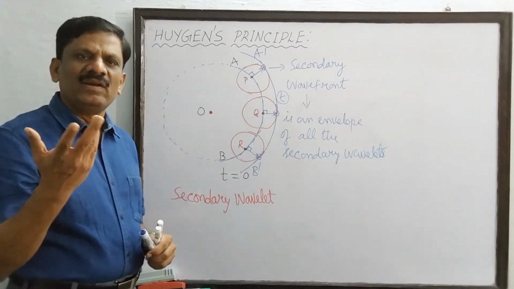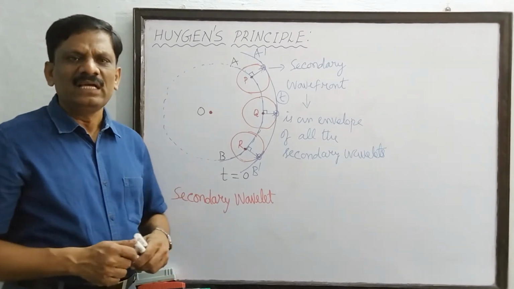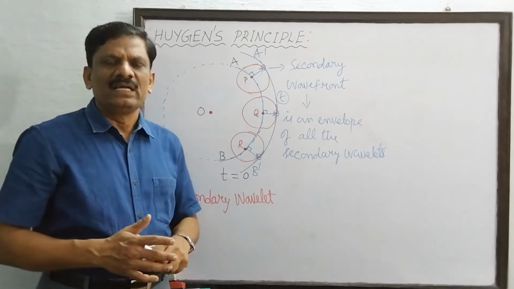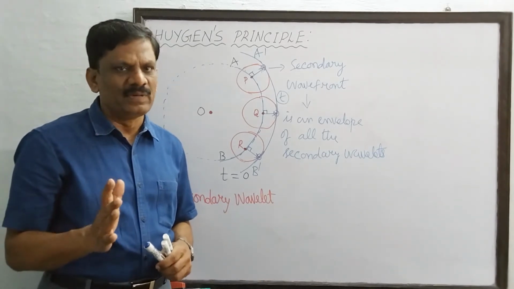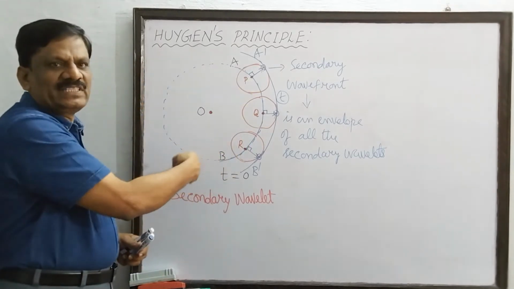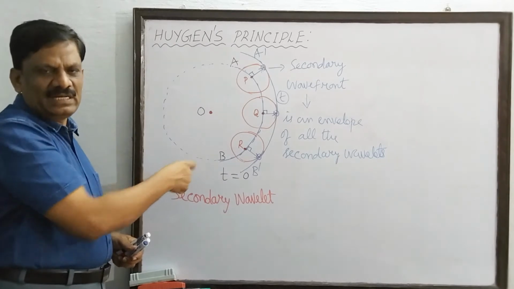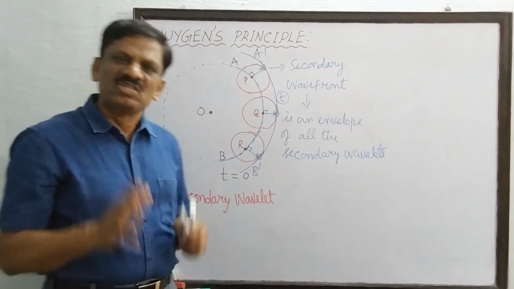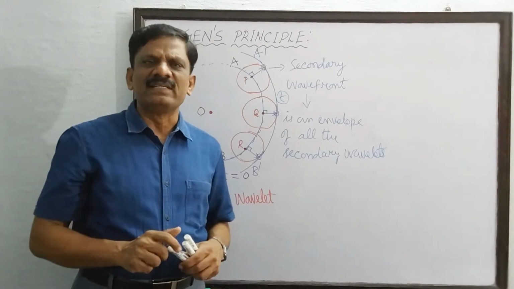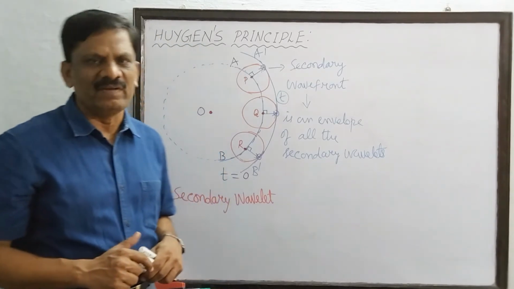Where it will be can also be found by using the Huygens principle, which we are going to explain after this. Before that, according to Huygens principle, every point like P, Q, R, which are lying on a given wavefront, acts as a source of light. So they emit small wavelets, which are called secondary wavelets.